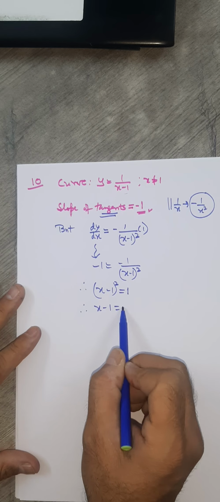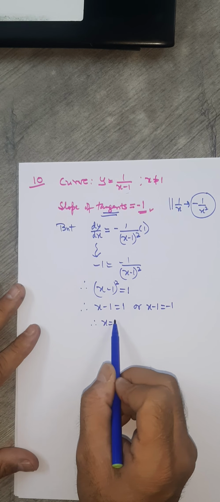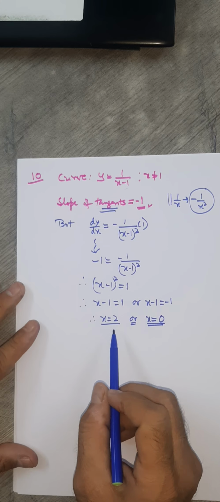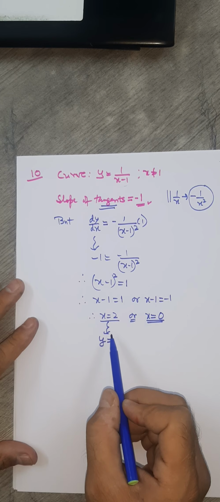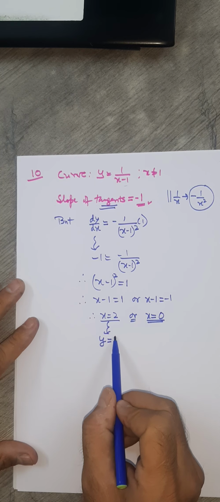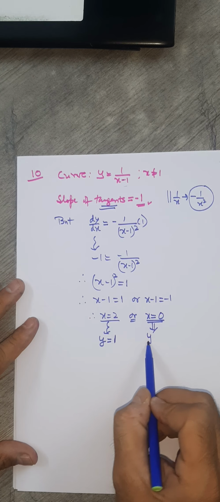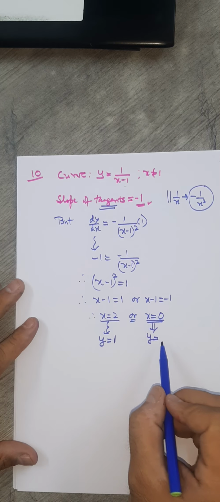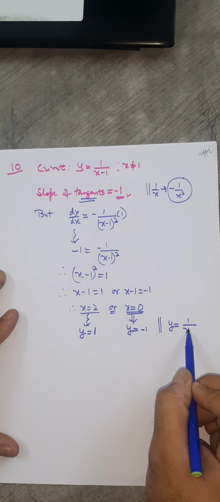So x minus 1 is equal to either 1 or x minus 1 is minus 1. So either x is 2 or x is 0. So there are 2 points. If x is 2, what is y? Put it in the function. 2 minus 1 will be just 1. We are putting into the function. If x is 0, what is y? Put 0 there, so you will get minus 1, right? We got this from the function, just by placing in the function.